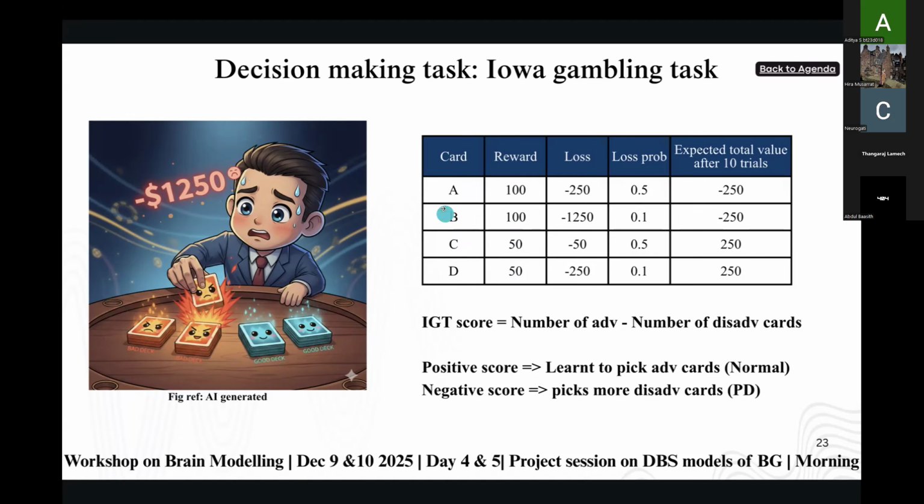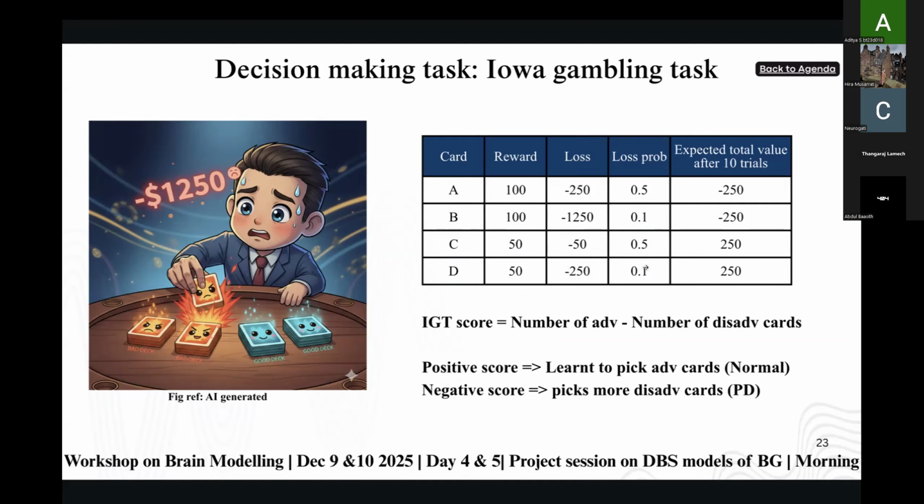Say for card A and card B, I give a reward of 100 and 100, but I also give card A a loss of minus 250 with 0.5 probability, and card B a loss of minus 1250 with a probability of 0.1. Similarly, cards C and D give a smaller reward, that is 50, and give losses of minus 50 and minus 250 with probabilities of 0.5 and 0.1.